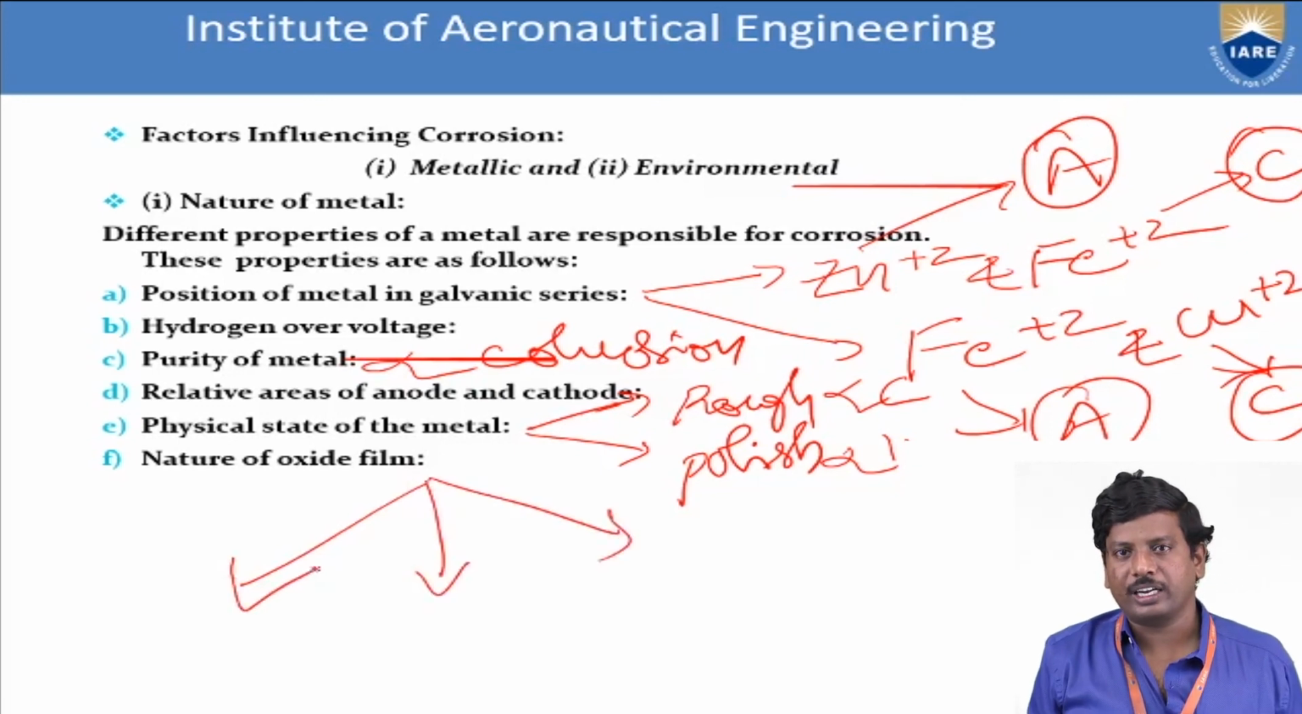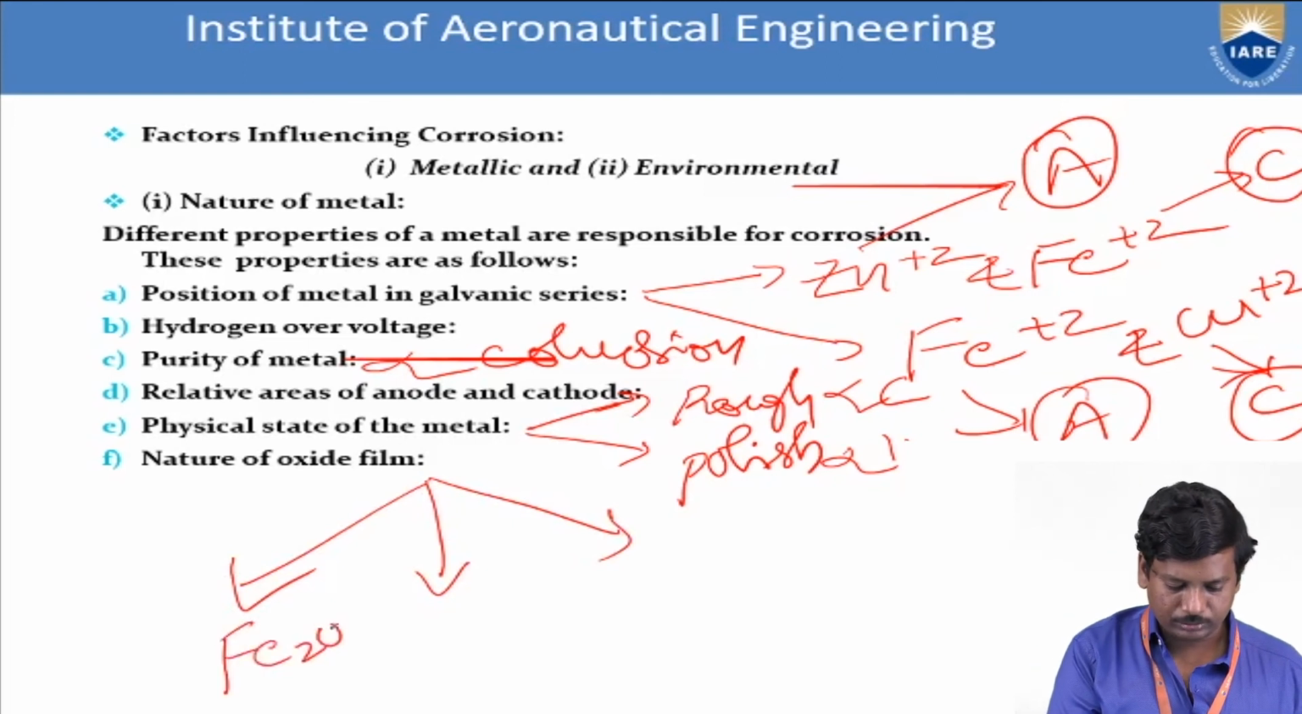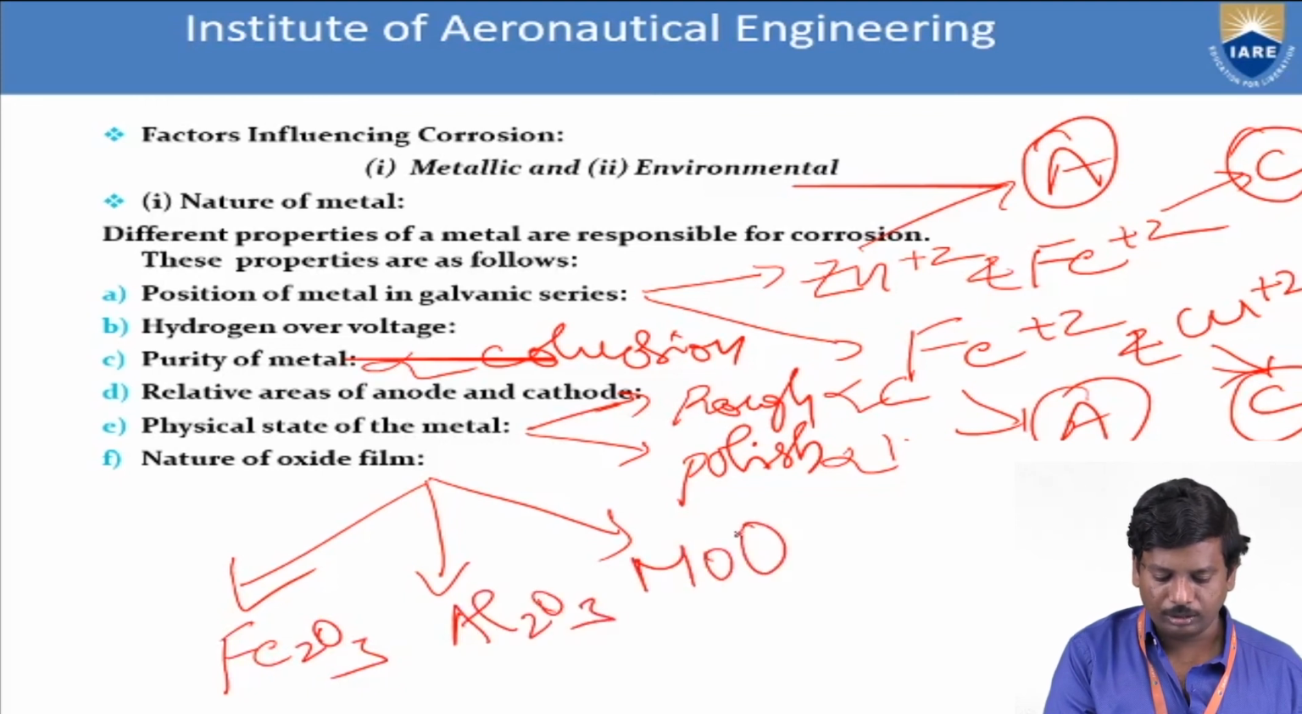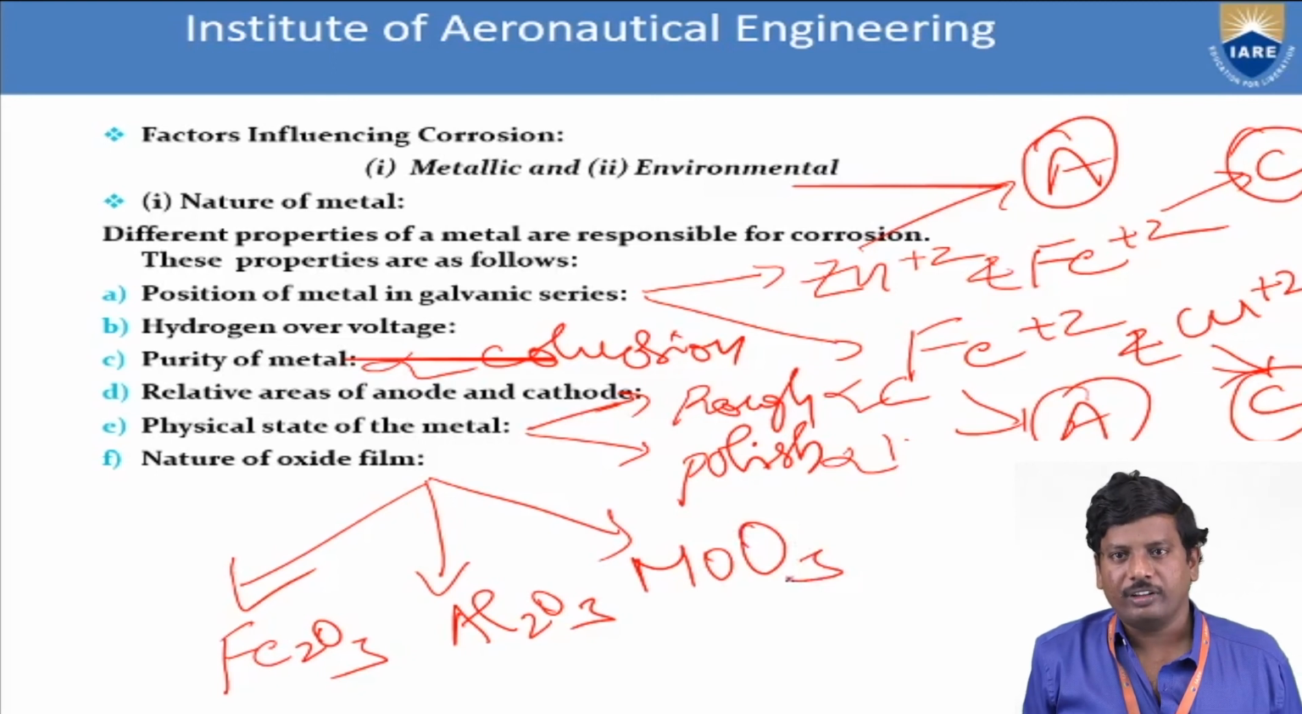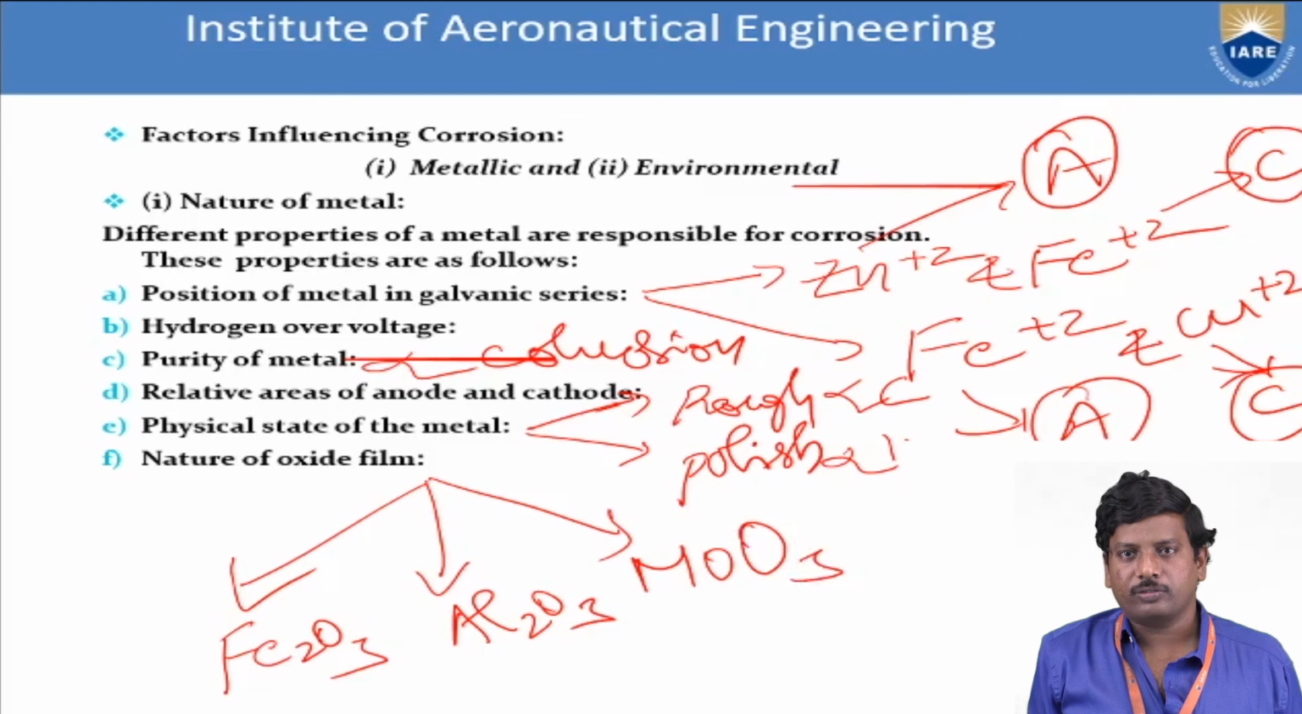The nature of the oxide film will be explained by taking three examples: first ferric oxide, second aluminum oxide, and third molybdenum oxide. In the case of ferric oxide, once the corrosion layer is formed on the surface of the metal, it further absorbs moisture, so the rate of corrosion will be continuous. Whereas in the case of aluminum oxide, once the layer is formed, it cannot absorb further moisture, so corrosion is cut off. In the case of molybdenum oxide, the corrosion takes place cyclically. These three types of oxide films present on the metal determine how the corrosion proceeds.